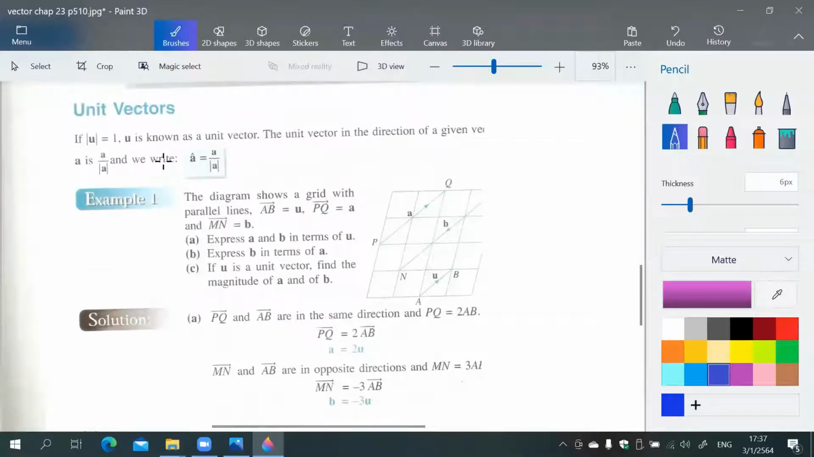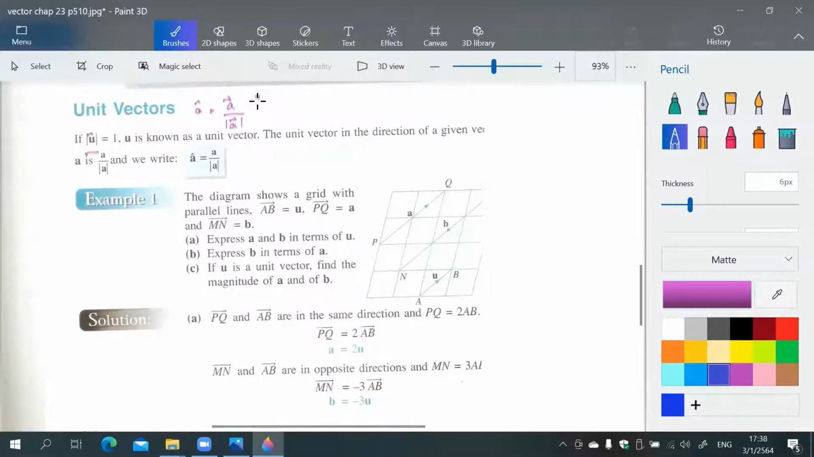Unit vectors, in this handout, use the sign of vector A with a little hat on the top, equal to vector A over the length of vector A. This is actually the same as the last handout I gave. The length of vector u equals 1, because the length of a unit vector is always equal to 1.